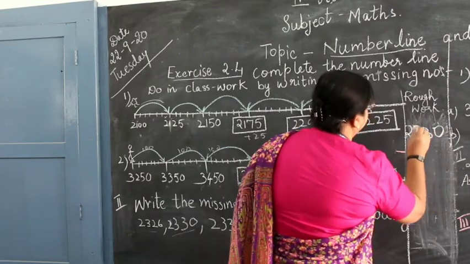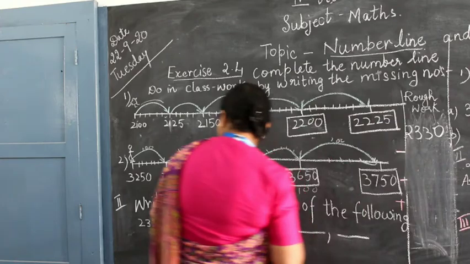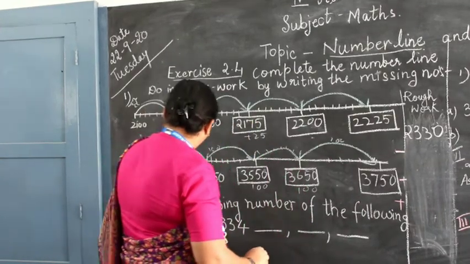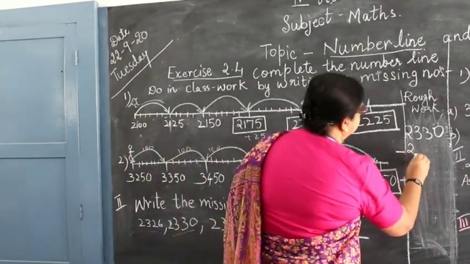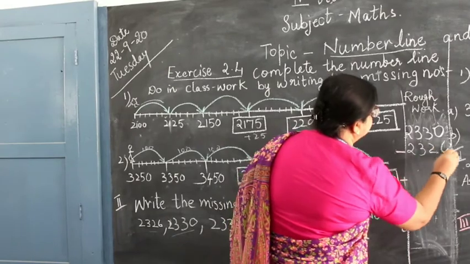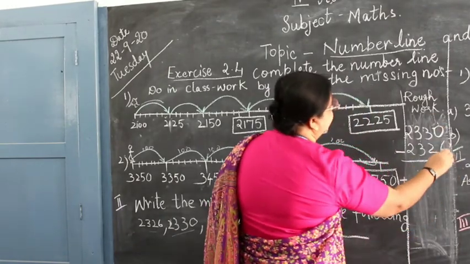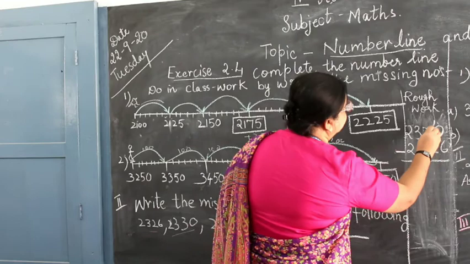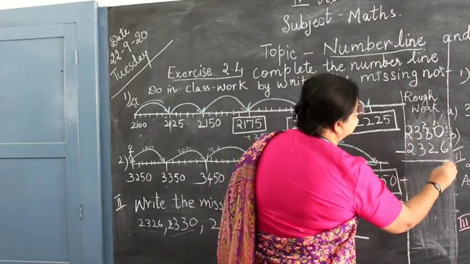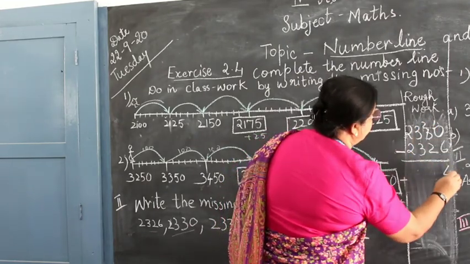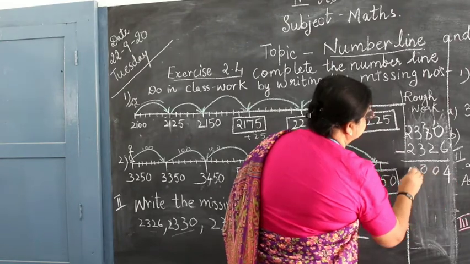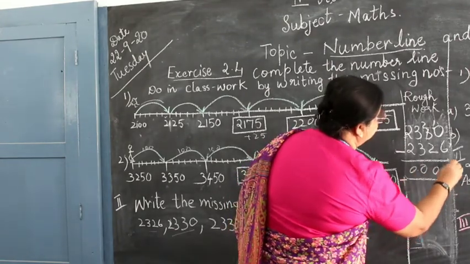2330. Okay, then you minus this with 2326. 2326 in minus, what will you get? Here you will get 10 minus 6, 4. All this becomes 0, 0. So the answer was 4.